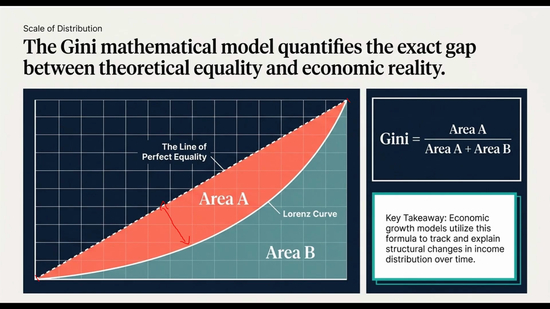Got it? Economists use this mathematical framework to track changes in inequality over time and analyze how economic growth affects wealth distribution. So how can you calculate the Gini coefficient? It is area A divided by area A plus area B. This is how we calculate it.